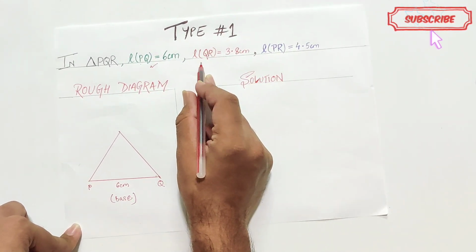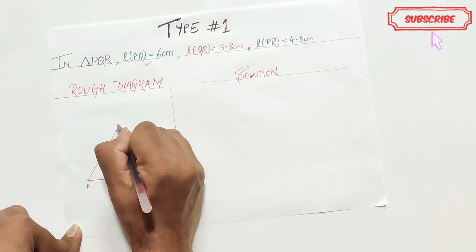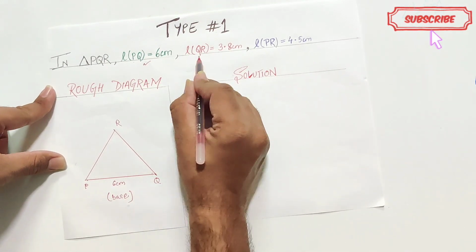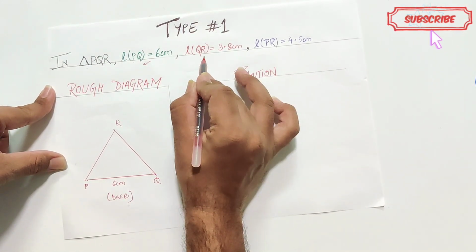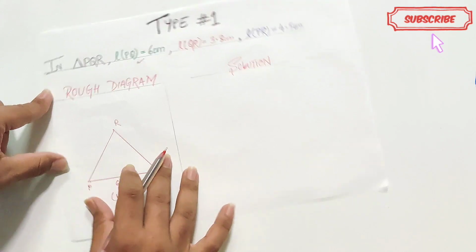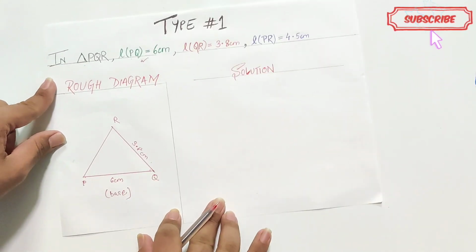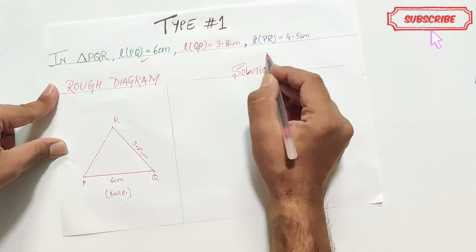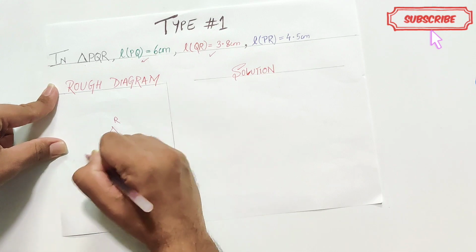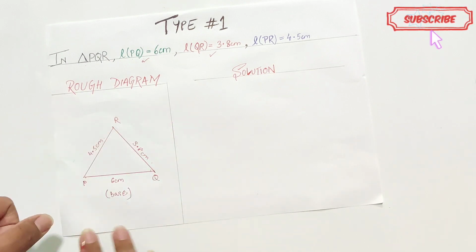Now let's move to the second measure, that is length QR is equal to 3.8 cm. So we'll be writing the R quickly on the third corner. Once we are done writing this QR, let's go back to the second measure. Length of QR is equal to 3.8, so I will be writing 3.8 centimeter. Now let's move to the third measure which is given. Length of PR is equal to 4.5. PR is 4.5 centimeter. Now we are done drawing the rough diagram.